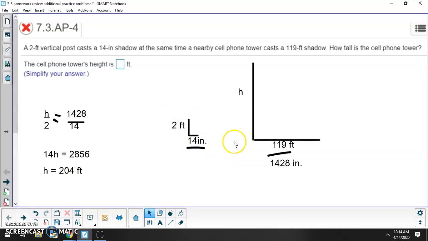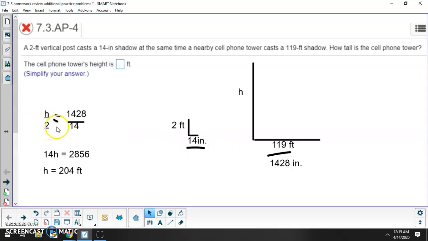Anyhow, so the proportion here, notice I also don't have to convert everything into inches because we're looking for an answer in feet, okay? And if we're comparing height to height, we're comparing feet to feet, and that's okay. So my proportion is h to 2, okay, so that's h feet to 2 feet, is equal to 1428 inches. So we're comparing inches to inches on this side, okay, to 14 inches.